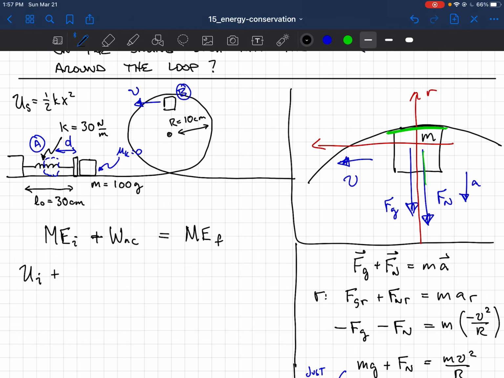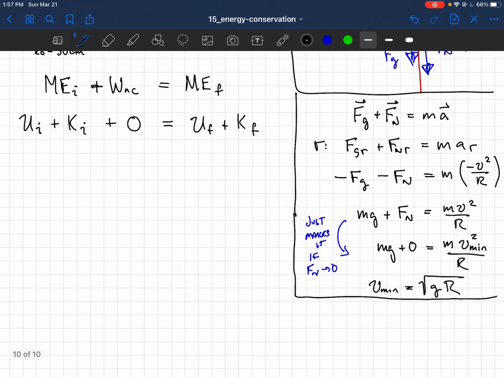Mechanical energy initial is potential initial plus kinetic initial. Work non-conservative is 0 because I don't have any friction here, and because the normal force acts perpendicularly to the motion, so it does no work. And then we have potential final plus kinetic final.